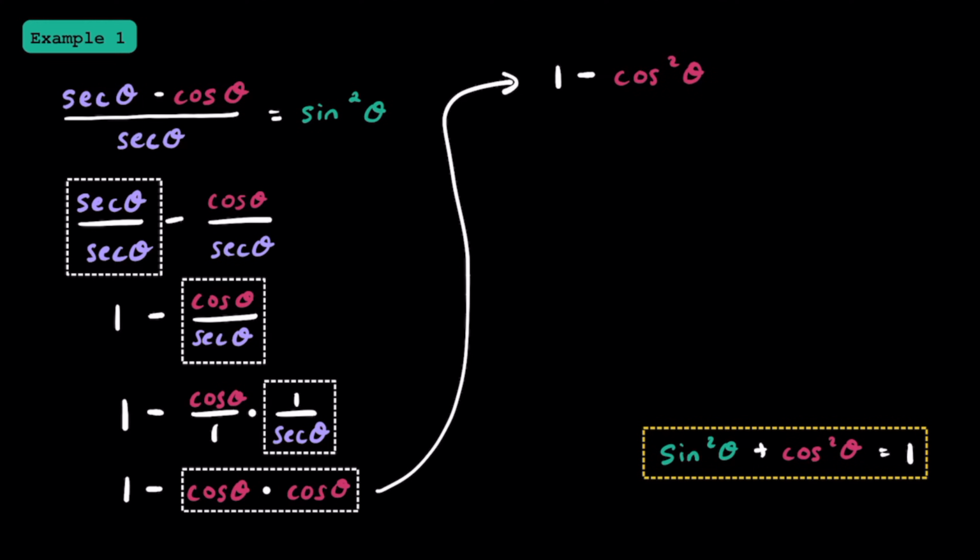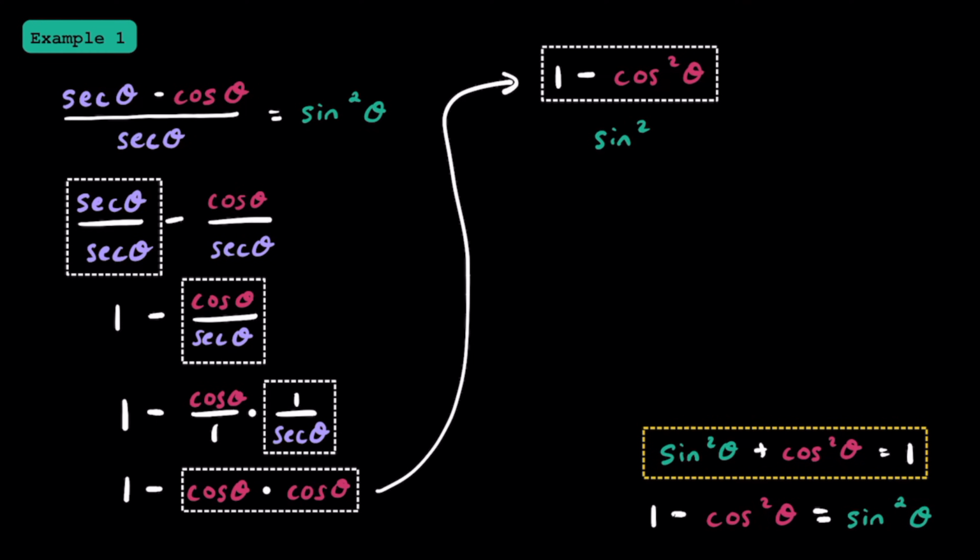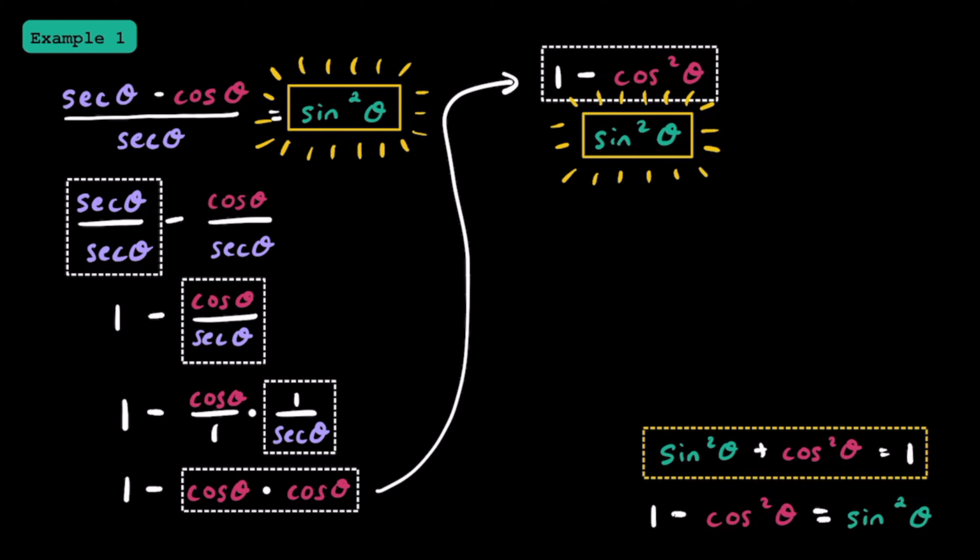This is where you want to remember your Pythagorean identity, where sine squared of theta plus cosine squared of theta is equal to 1. Rearranging this identity, we can say that 1 minus cosine squared of theta is equal to sine squared of theta. That means we can rewrite this 1 minus cosine squared of theta as sine squared of theta. Here we can see that we verified the identity. Besides using the Pythagorean identity, we did use the reciprocal identity of cosine of theta is equal to 1 over secant of theta. These 2 identities helped us verify this problem.